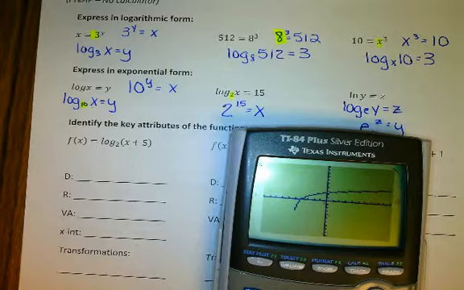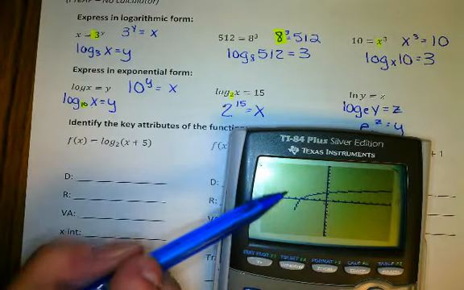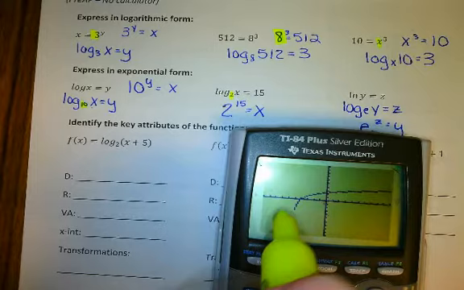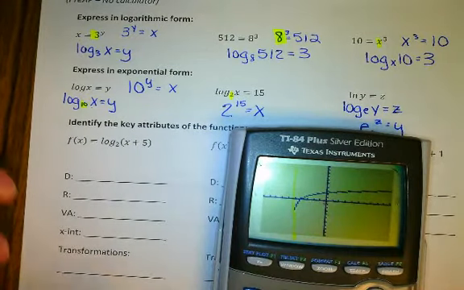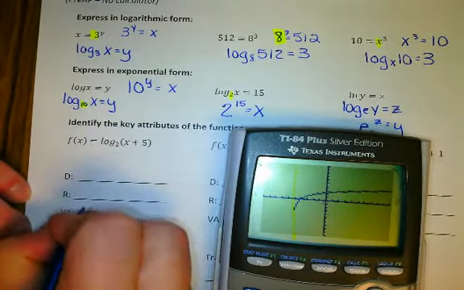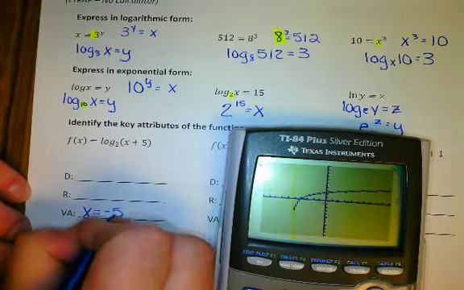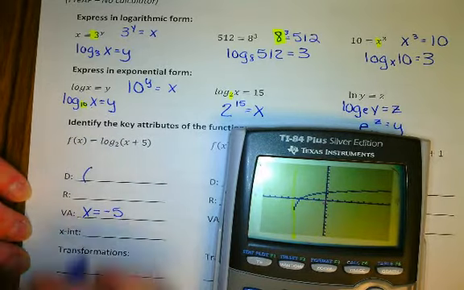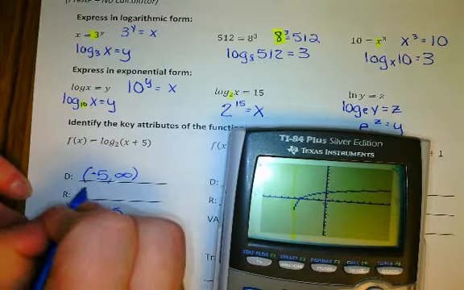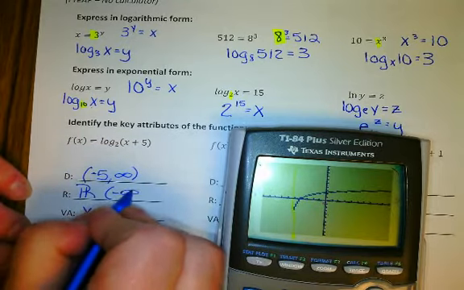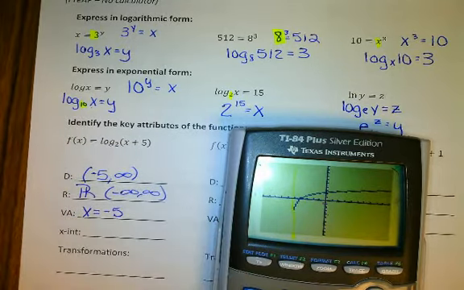So the first one is the domain. So for this one, my asymptote is going to be at -5. So if you kind of draw a picture, it's about right there at -5. So because of my vertical asymptote being at -5, that means that I can't go past -5. So -5 to infinity. It is a log function, so they're all real numbers, or -infinity to infinity.